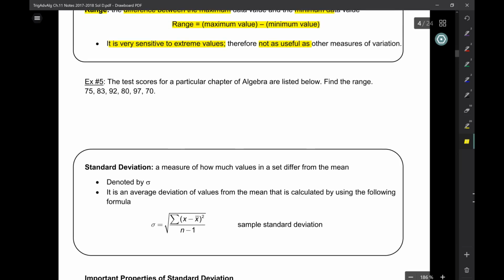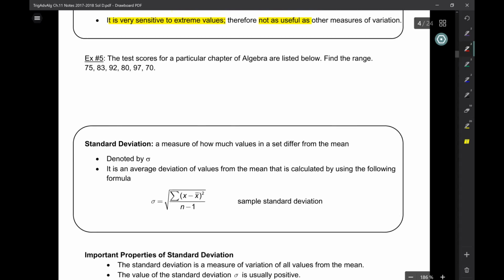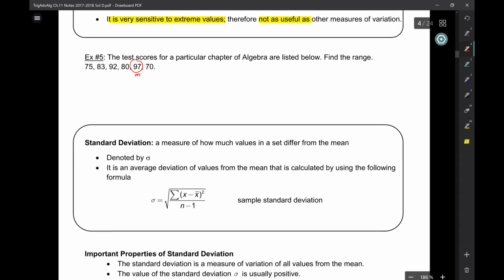Okay, so here are some test scores for a particular chapter of algebra. Find the range. So we want the maximum here, which is a 97. And the minimum is a what? 70. Right, so the range is 27. Okay, and it's as simple as that.